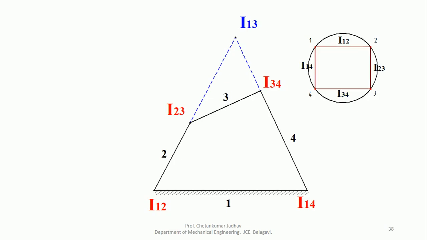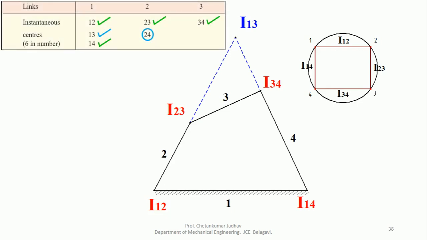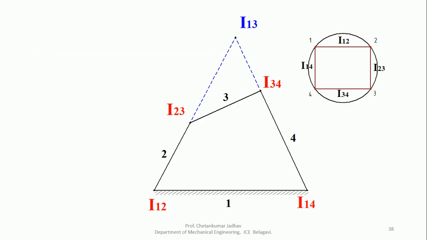Students, we can locate the final instantaneous center I24 by following the same methods as followed in case of instantaneous center I13. Join point 2 and point 4 with a dotted line as shown in the figure. This dotted line 2, 4 indicates the instantaneous center I24. From the figure, it is evident that the instantaneous center I24 is part of 2 triangles, that is triangle 1, 2, 4 and triangle 2, 3, 4.